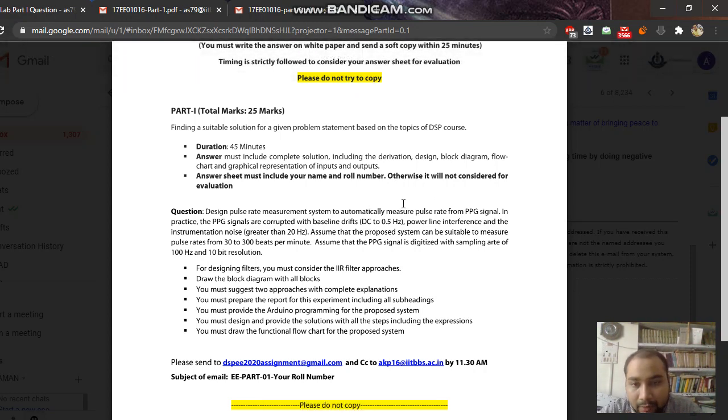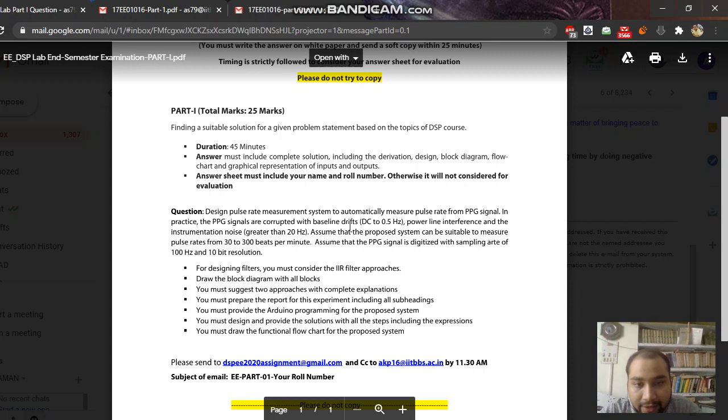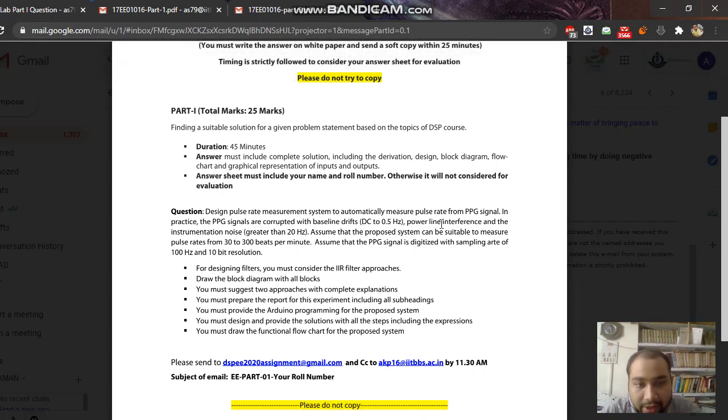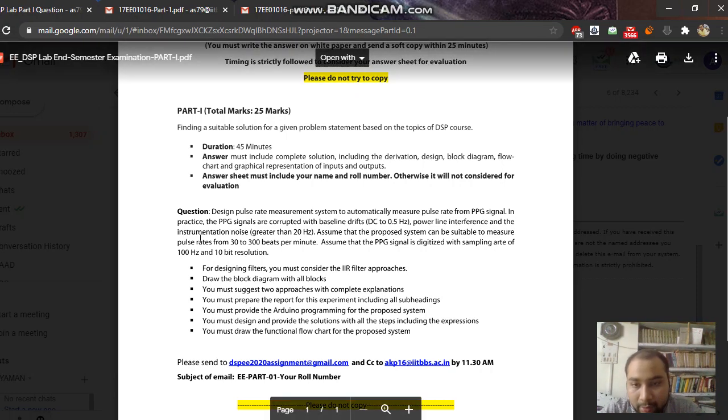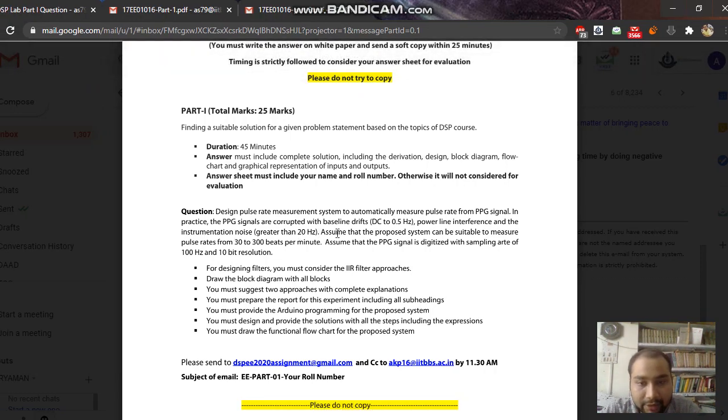Let's start with the question definition. What is the question? We have been given a PPG signal with a baseline drift up to 0.5 Hz, power line interference which gives multiples of 50 Hz, and instrumentation noise which can be greater than 20 Hz. So basically, we have to filter out the PPG signal first from 0.5 Hz to 5 Hz, as that is the PPG signal range.